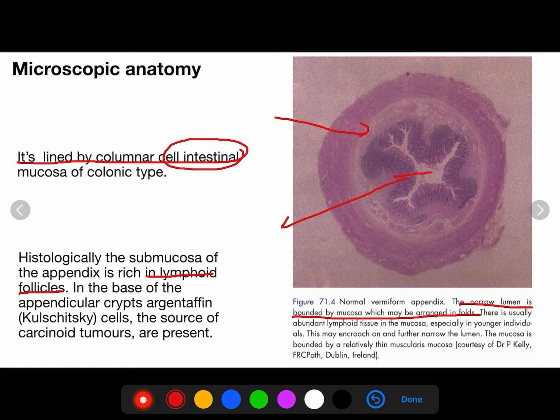أكو بالبيز of the appendicular crypts أكو argentaffin cells، أو يسموها Kulchitsky cells، اللي هي source of the carcinoid tumors، اللي هي من ضمن الباثولوجي اللي يصير بالابندكس. The most common site of carcinoid tumor هو يكون بالابندكس.